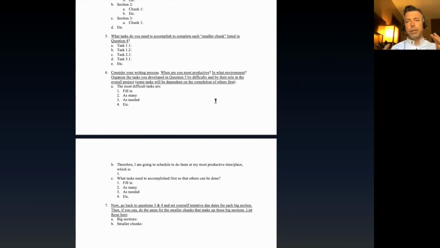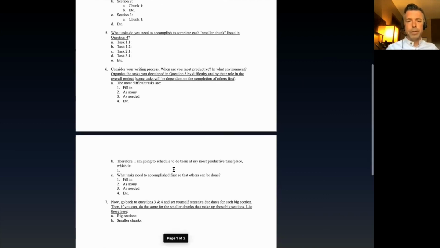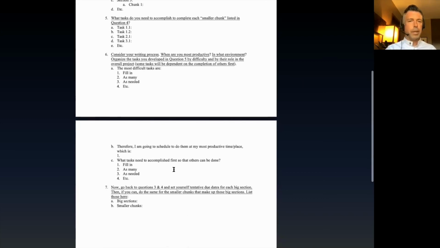You're trying to create the framework for you to be successful. And this handout is just kind of designed for you to walk through that, right? That's what 6 does, the most difficult tasks. Here are the hardest parts of getting this done. Therefore, I'm going to schedule to do them at my most productive time and place.